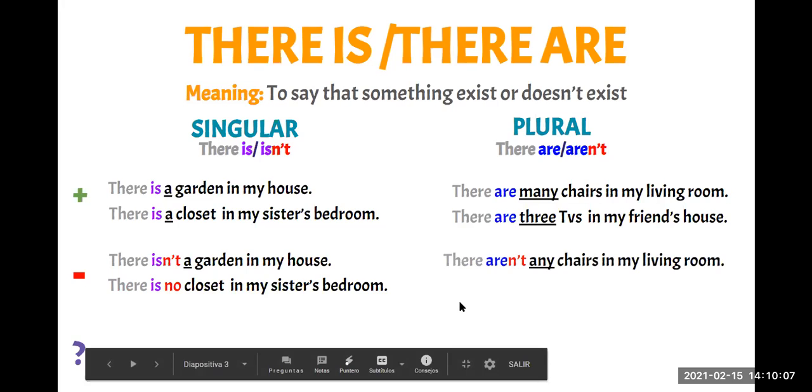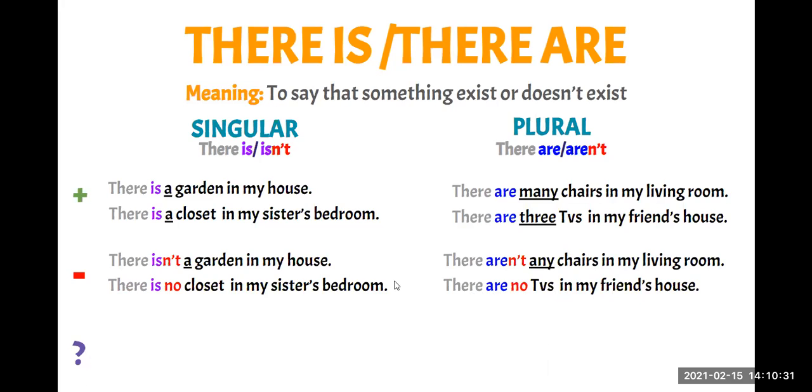Then we have the negative in plural. There aren't any. We always use any for plural. So there aren't any chairs in my living room. Or there are no TVs in my friend's house. Okay, so we also can use this form. There are no. Okay, let's go to the question form.